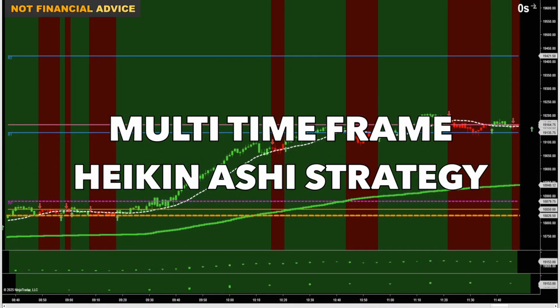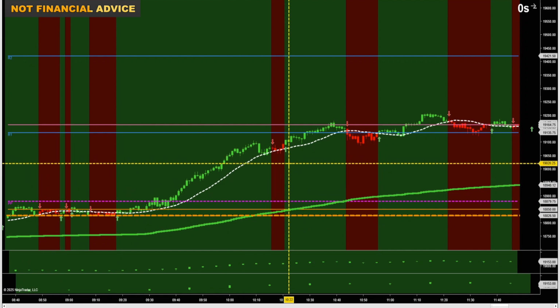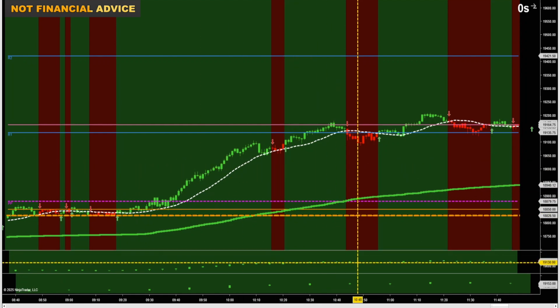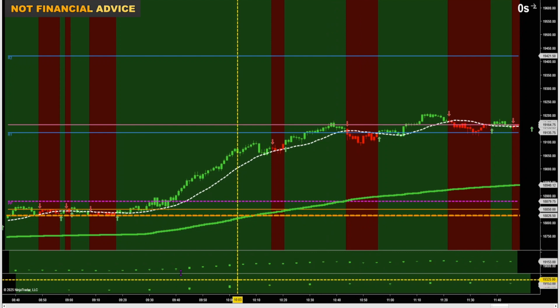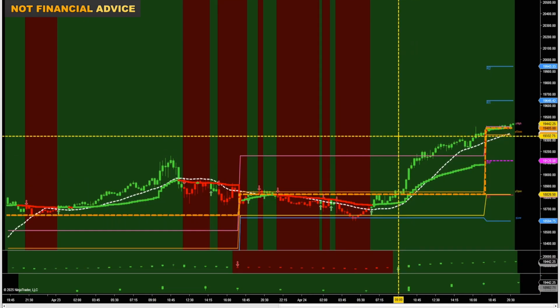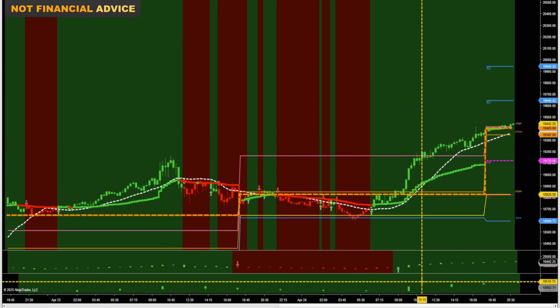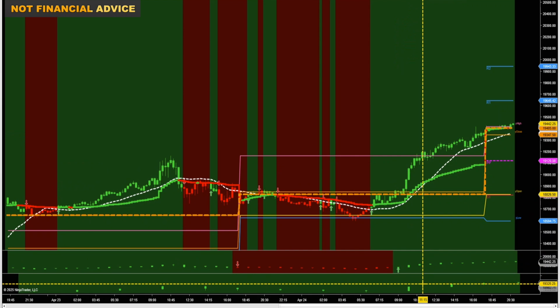Multi-time frame analysis using the HEIKIN-ASHI. I've got two different chart setups I want to show you. This one is a 1 minute chart with a 5 minute and a 15 minute for a higher time frame. And this is a 15 minute chart with a 60 minute and a 240 minute for the higher time frames.